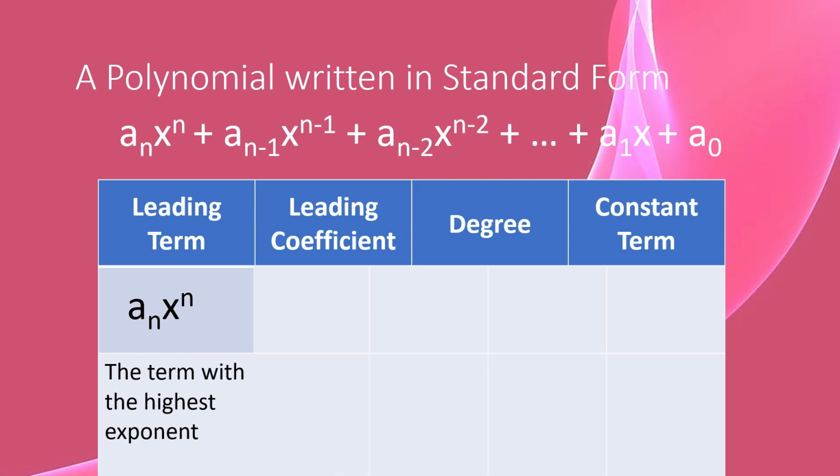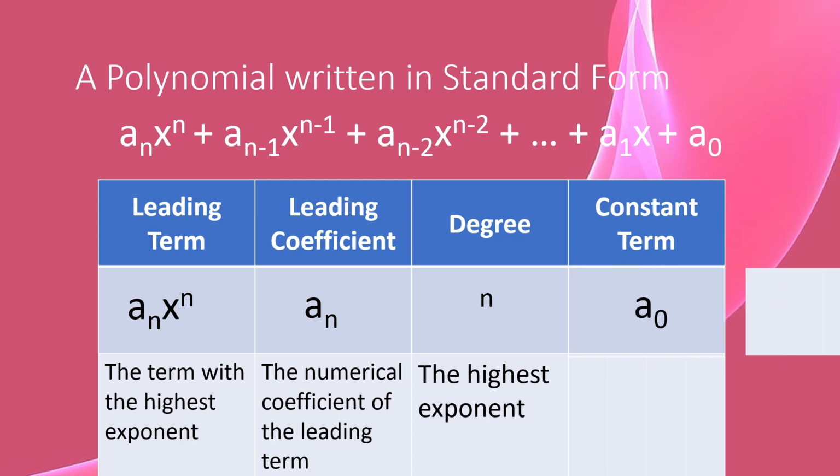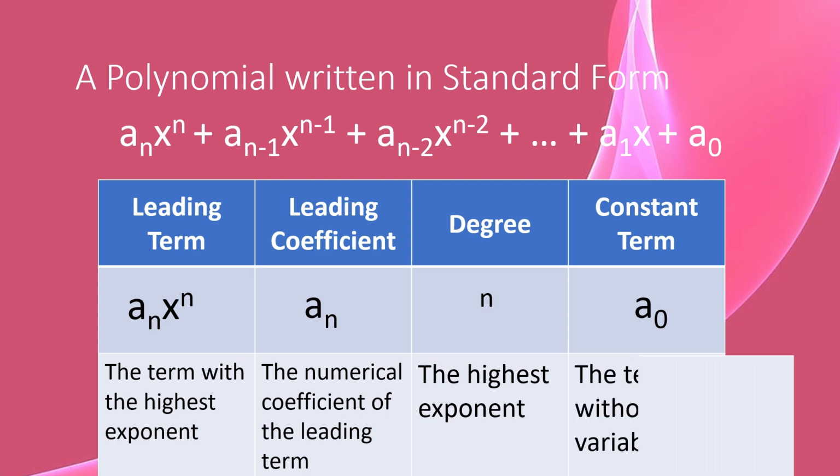Now for the leading coefficient, a sub n is our leading coefficient. It is the numerical coefficient of the leading term. Now for the degree of the polynomial, n is the degree. It is the highest exponent. Now for the constant or constant term, a sub 0. That is the term without a variable.